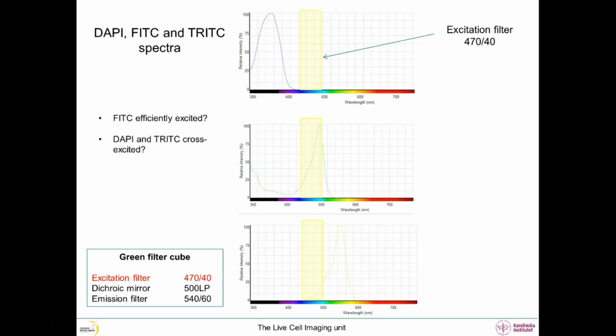The answers to our questions are that DAPI is not cross-excited by light going through this filter. FITC is very efficiently excited. And TRITC is a little bit cross-excited. So when we use the green filter cube, both FITC and TRITC are excited and start emitting light.